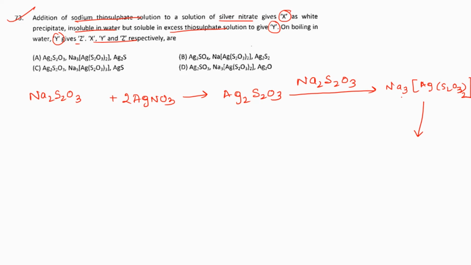Now on boiling in water, I'm heating it in water and boiling it, I get Z. When I boil it, I am left with Ag2S. The soluble part is boiled with water and the precipitate part is what you get, that is Ag2S. You get Ag2S as your precipitate. Your X product is this one, this is your Y, and this is your Z. So your answer turns out to be A.